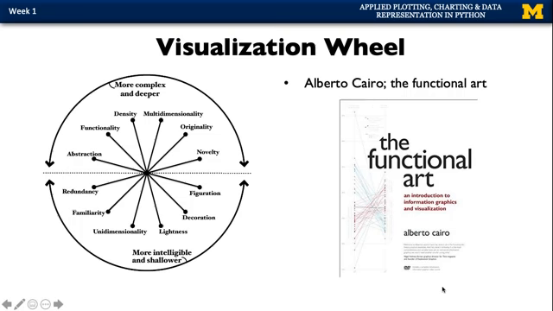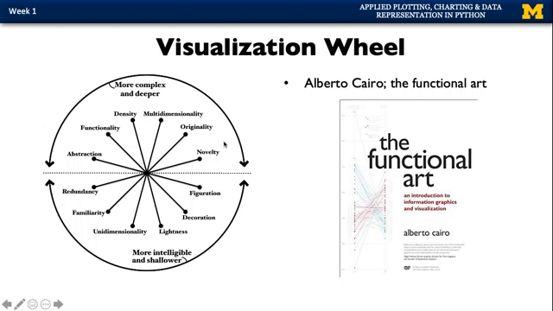So these slides are taken from this book, The Functional Art: An Introduction to Information Graphics and Visualization, by Alberto Cairo. They discuss the visualization wheel. This is what the visualization wheel is, and it has different attributes like abstraction, functionality, density, multidimensionality, originality, and novelty.